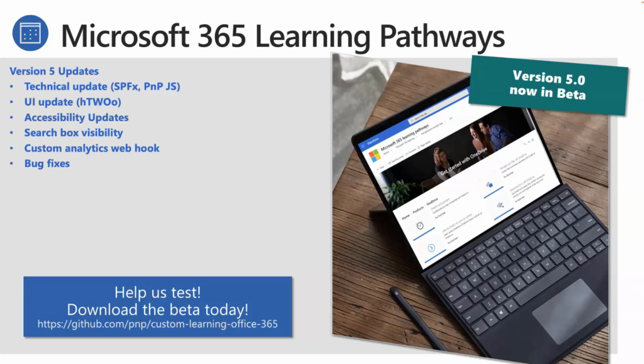Anyway, if you want to check out version 5, it's now in beta. You can download it, check it out, put it in a site collection app catalog in your primary tenant if you want to just test it before going full-blown release in your full tenant, or test it in a dev tenant if you have one. So all of those ways, and then give us feedback if you find anything, and we will get that fixed. All right, next slide.